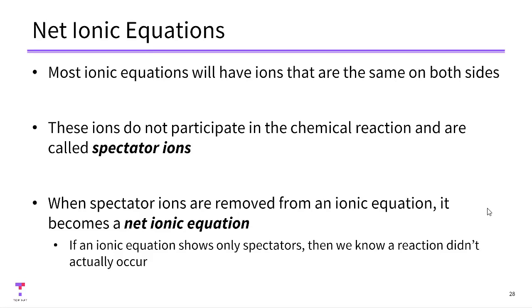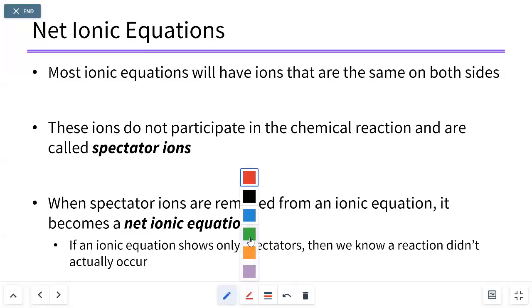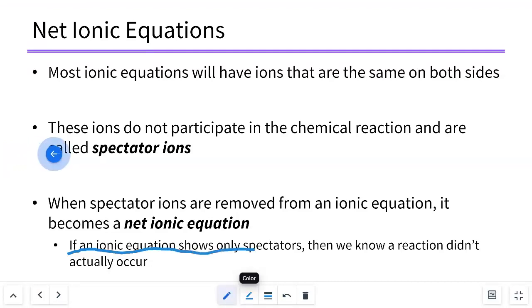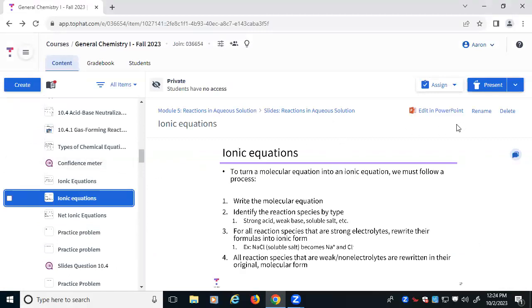To go from an ionic equation to a net ionic equation, we remove those spectator ions. And we focus just on the ions that actually participate in the reaction itself. That's why it's called a net ionic equation. This is the net change that is taking place inside of that solution. And this is the really big kicker right here. We know that if an ionic equation only shows spectator ions, then we also know that the reaction didn't actually happen.